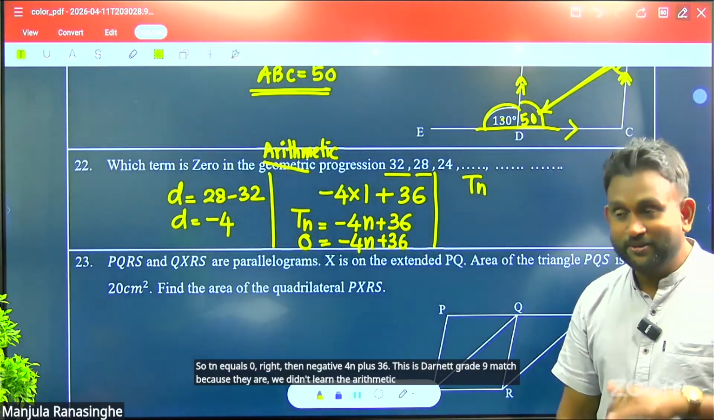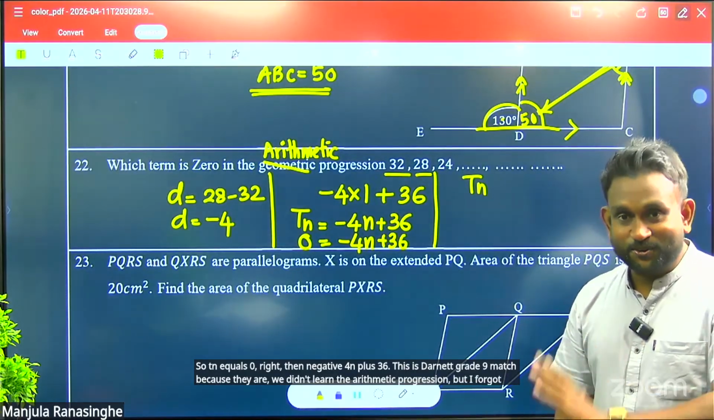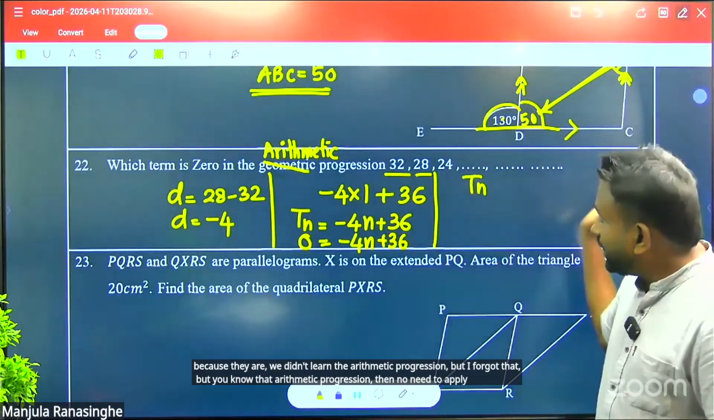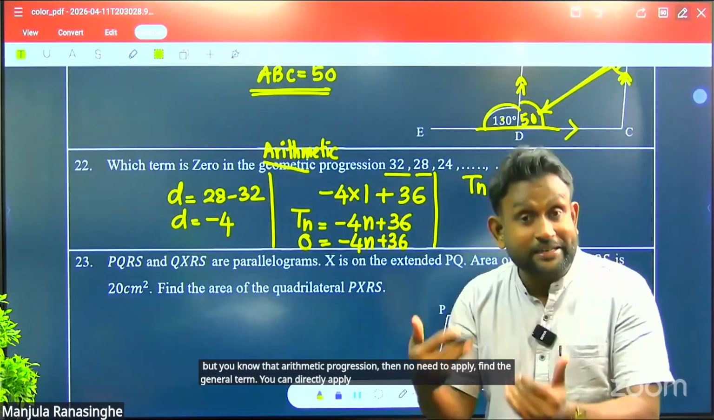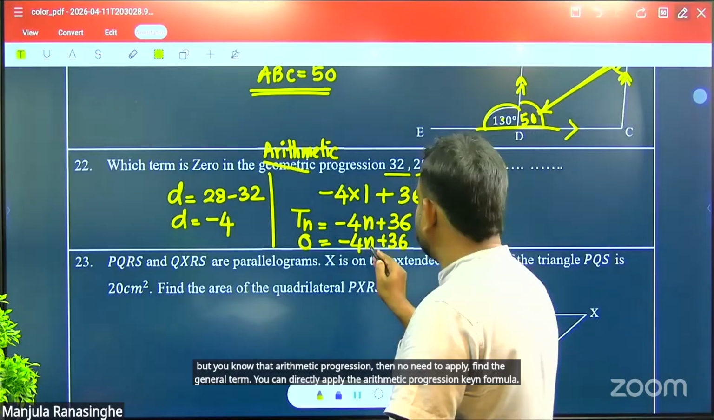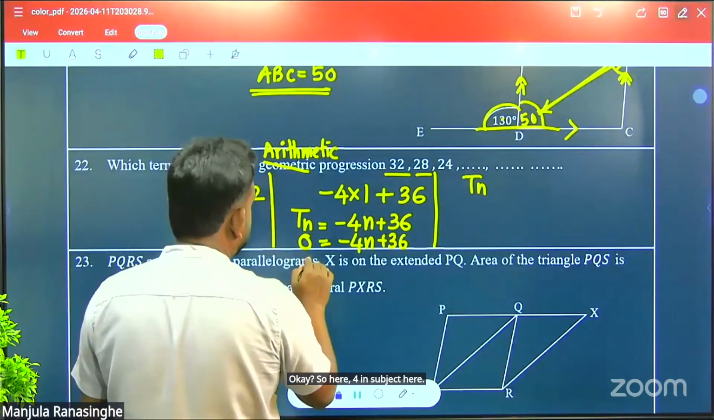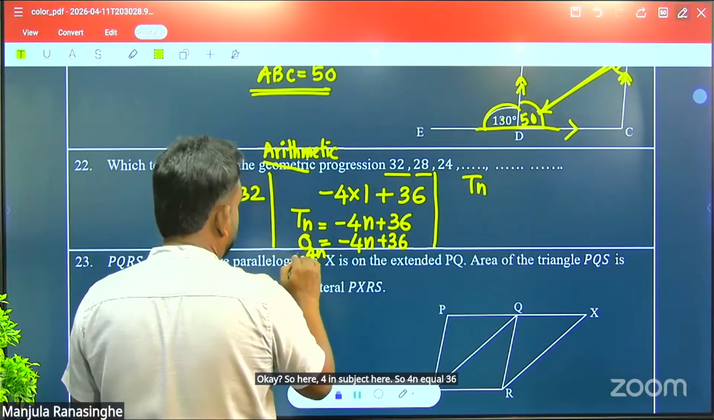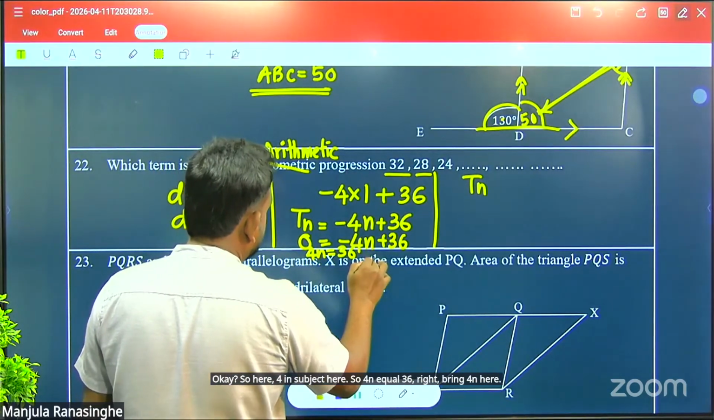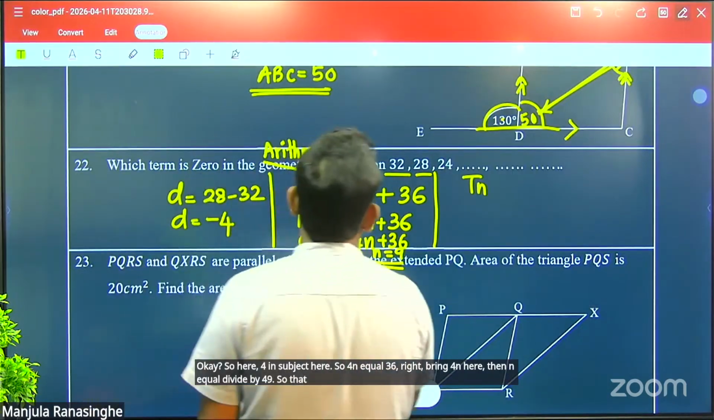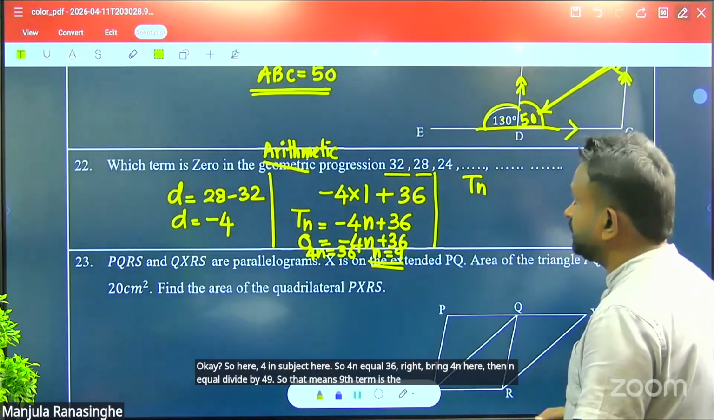This is done at grade 9 maths, because we didn't learn arithmetic progression. But if you know arithmetic progression, there is no need to find the general term. You can directly apply the arithmetic progression Tn formula. Okay, so here 4n is the subject. So 4n equals 36. Bring 4n here, then n equals 36 divided by 4, which is 9. So the ninth term is the answer, which gives you 0.